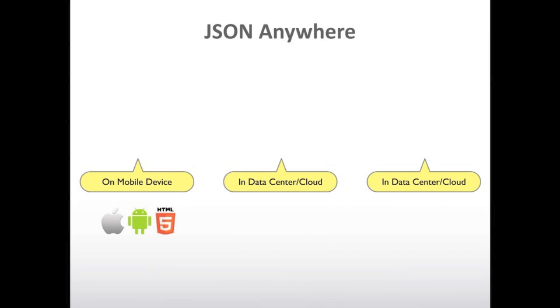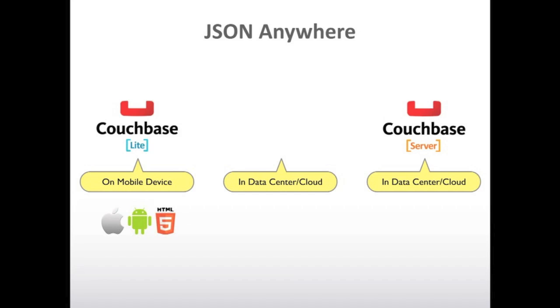And we have a JSON anywhere approach, and so we have the Couchbase Server in the cloud, and that can also be on-premise or in a data center. Of course, when I say cloud, I mean all of the above. And then we've also got Couchbase Lite on the mobile device, and that's the first and only NoSQL database running on the device itself.